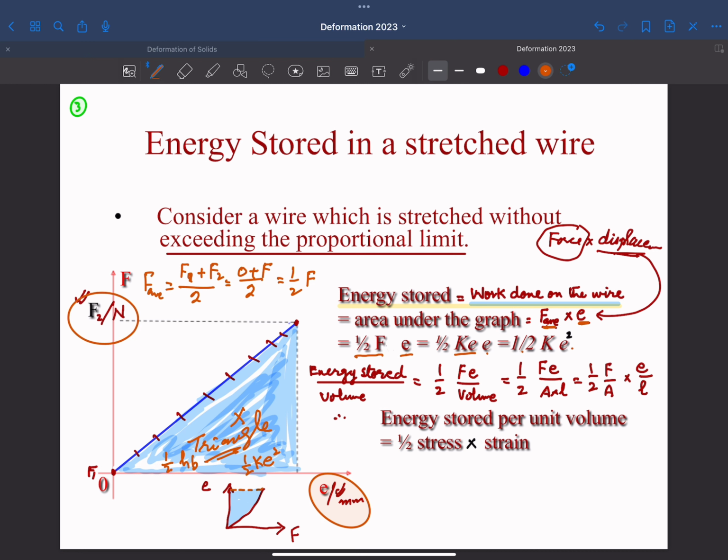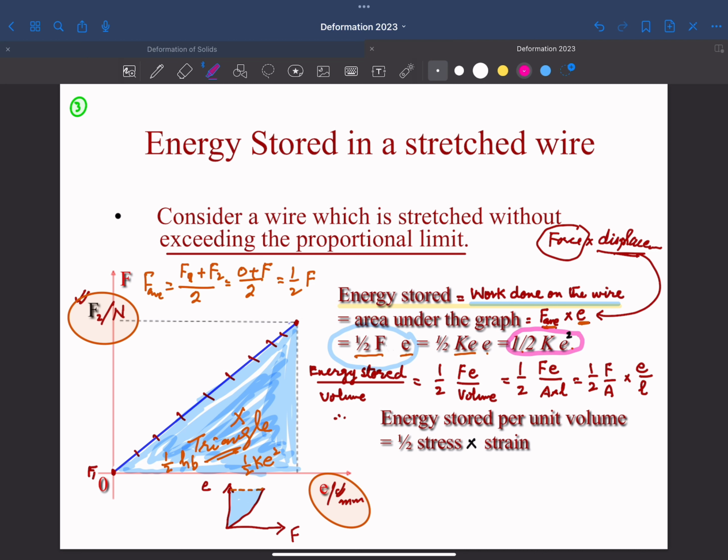So remember this: whenever you try to find the energy stored, you can either use half F E, as we did here, or if you use the equation for F, which is K E, you can write it as half K E squared.